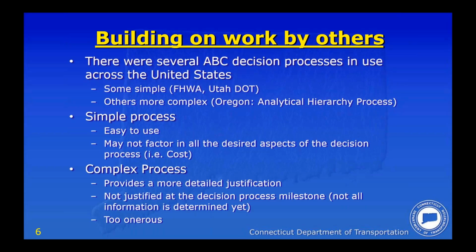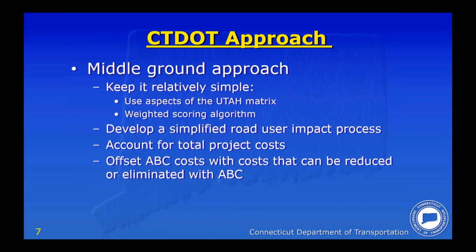During the development of the matrix, we looked at examples of work that was done elsewhere. Two prime examples were the Utah DOT matrix and the Oregon decision matrix. The Oregon one was very complex, the Utah one more straightforward, easier to manage, and a model that we decided to use and tailor to Connecticut ABC priorities. So that's what we did. We took a middle ground approach using, I'd say, the best of what we found with the Utah DOT matrix. One of the features was creating a weighted scoring algorithm, and we'll get into that very shortly here.